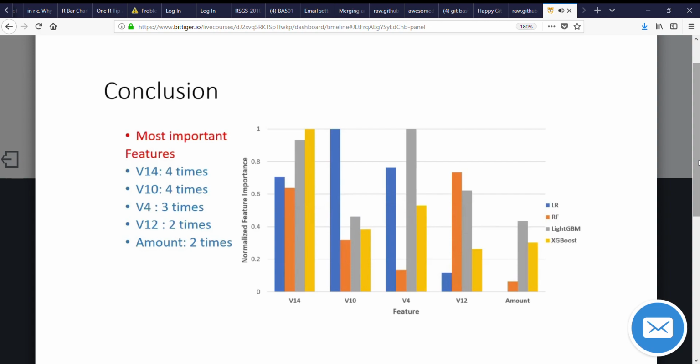As you can see on this graph, some of the top ranked features are highly correlated, so it may not be a good idea to include those features in one model. So in conclusion, those features are V14, V10, V4, V12, and amount. They showed a very strong correlation between the features and the target. So therefore, those are the most important features we pick for this project.